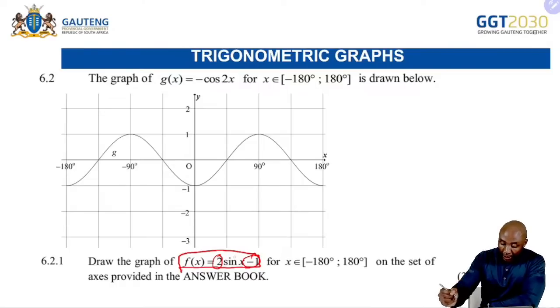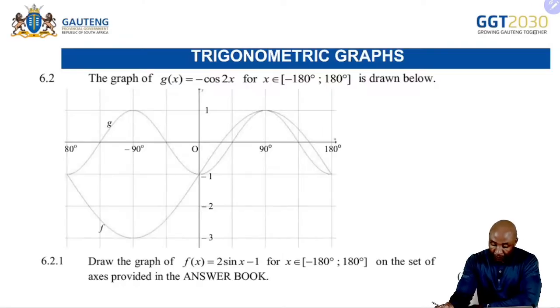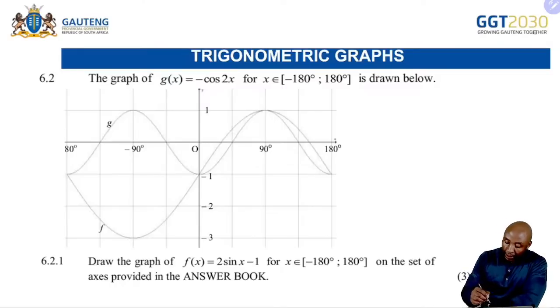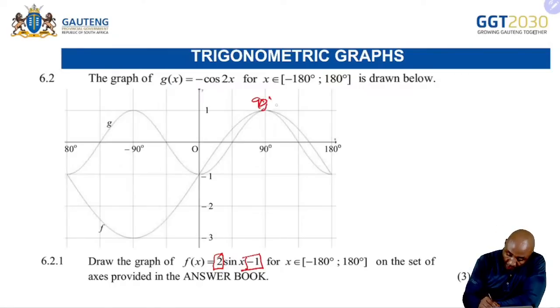But we are able to see that it will have a maximum at 90 degrees if it is the graph of sine x only. But because of this, our amplitude, you are able to see that it's 2 and we are shifting it 1 unit down. That is why our maximum here will be 90 and 1. Our minimum here will be negative 90 degrees and negative 3.